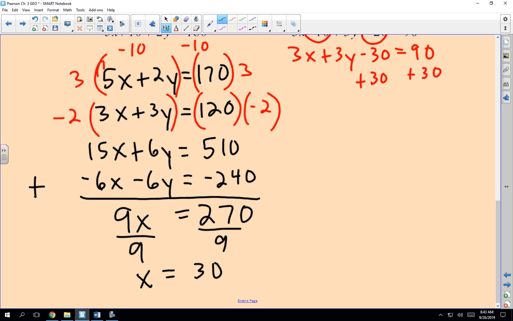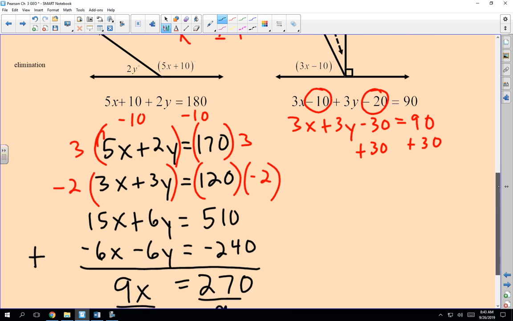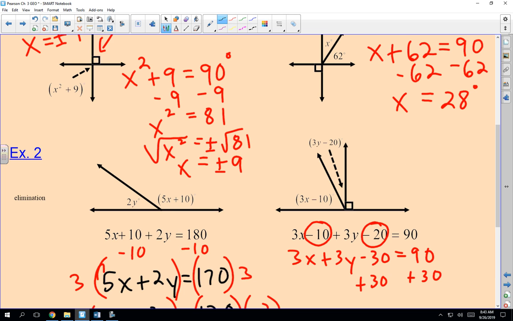Let's see. So we've got x equals 30. I give you a ton of room down there. This is real small. So x equals 30, and we're going to go up here and just test it. Let's see what happens here. So if I plug in 30 right here for x, 3 times 30 is 90. 90 minus 10 would be 80 degrees.